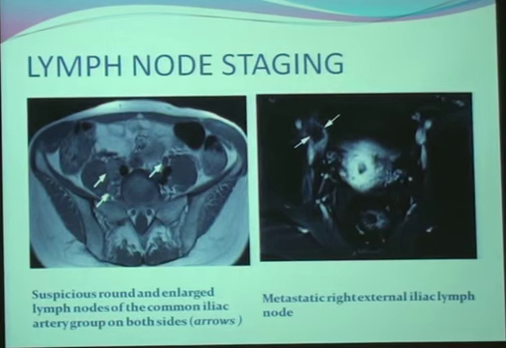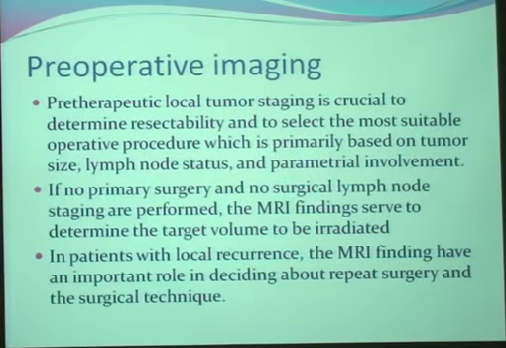MRI is also used in lymph node assessment. As we can see here in this image, there are enlarged lymph nodes. Again in this image. Regarding lymph node assessment and staging, it depends basically on 2 parameters: the appearance of the lymph node and the size of the lymph node. If the size of the lymph node is more than 1 cm, it is considered suspicious, and the patient is advised for laparoscopic staging or laparoscopic sampling before proceeding to a radical surgical intervention.